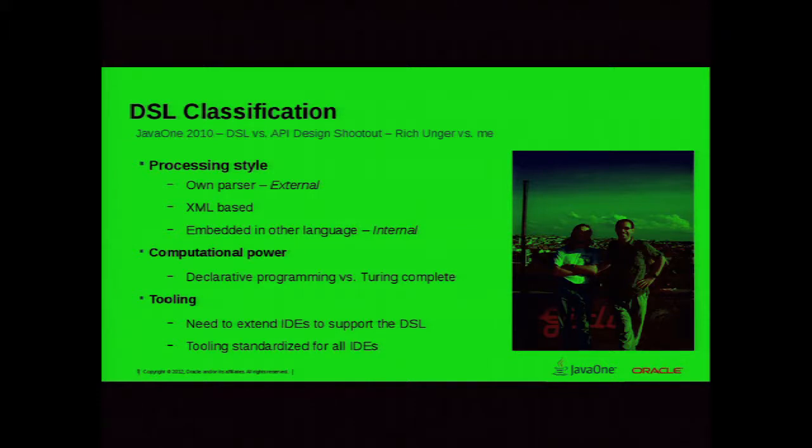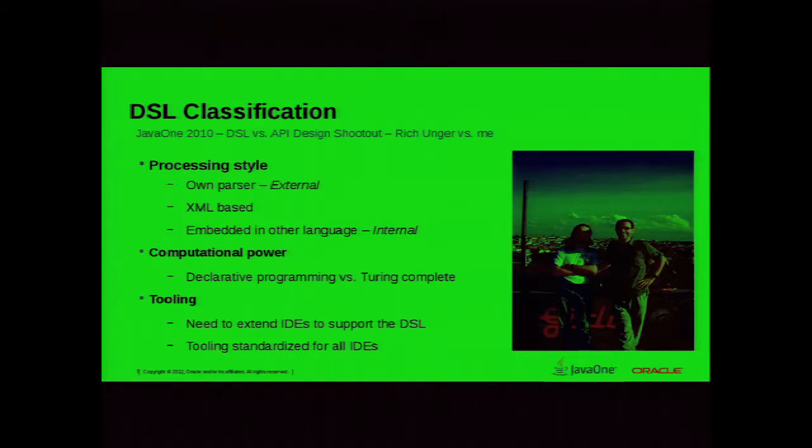Then Rich claimed that DSLs can basically be any general purpose language, even Turing complete, so you can basically express any form of computation. For me, I rather think about DSLs as declarative languages, that you declare something and something magically happens for you. And the third way to differentiate between DSLs is tooling. Basically, if you create your own new language, then you need to enhance every IDE to recognize it, to provide syntax coloring, to provide code completion, to somehow show the structure of the elements inside of your language. And that's a bit of work.